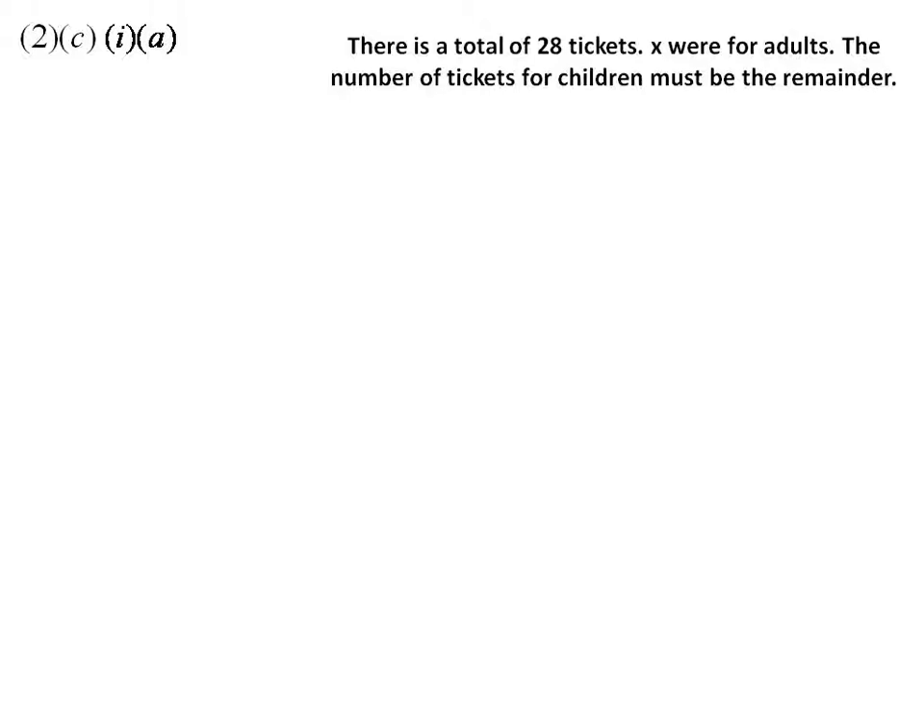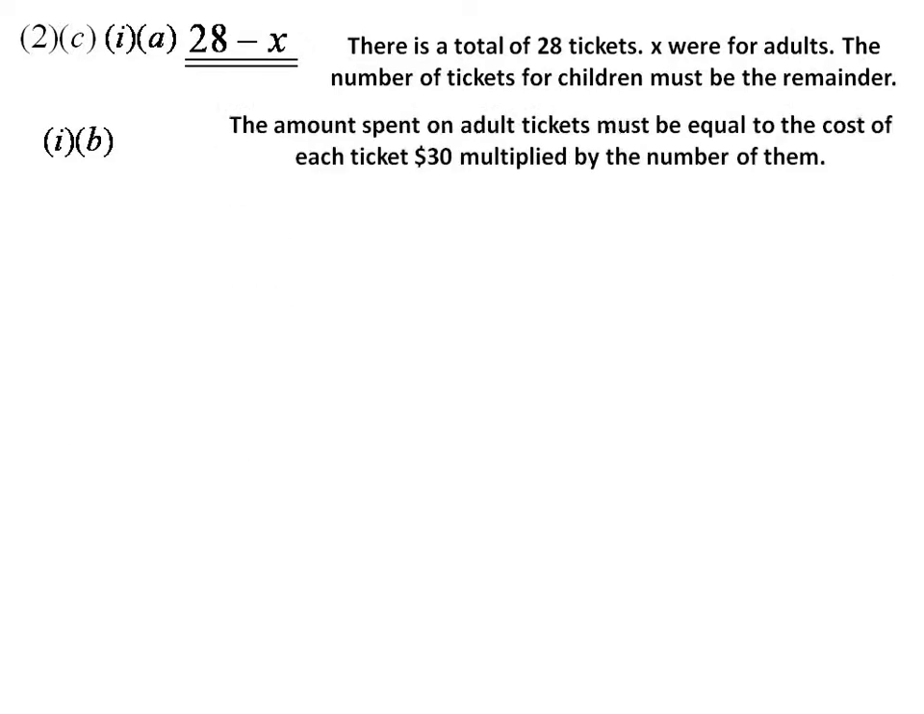It is the same thing here. If X were for adults, then what will remain? 28 minus X for children. The amount spent on adult tickets must be equal to the cost of each ticket, which is $30, multiplied by the number of them. So you take the number of them and multiply by the cost of each one. That's not very difficult. So 30 multiplied by X.